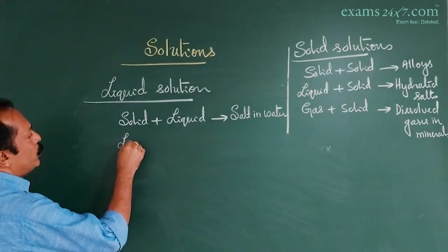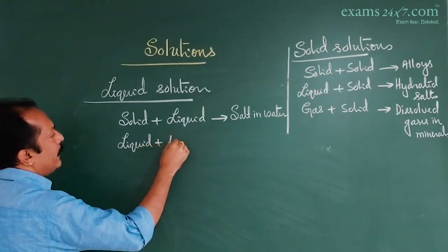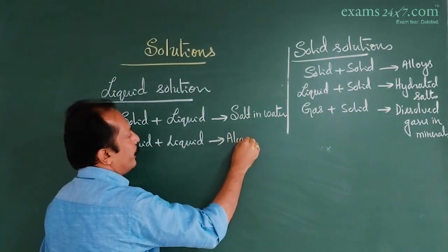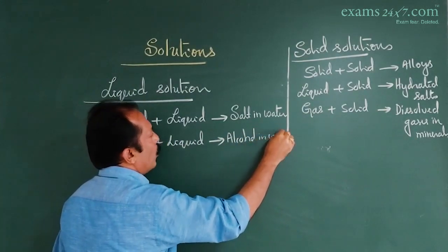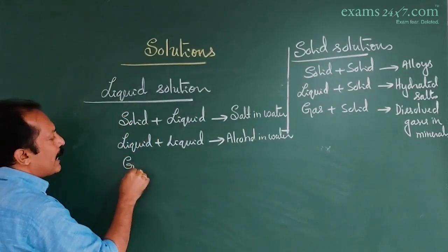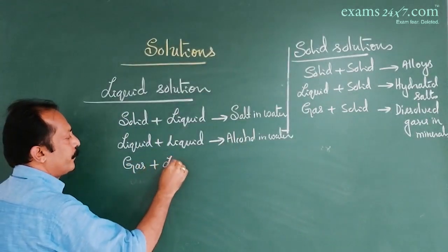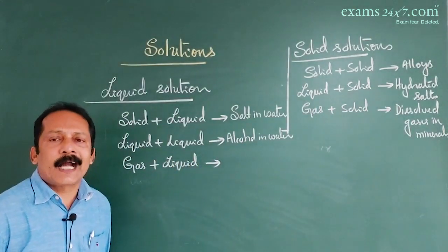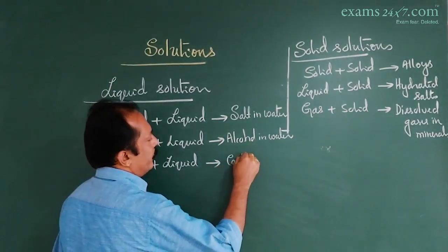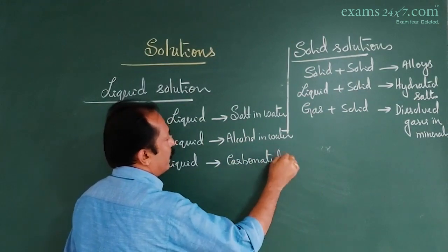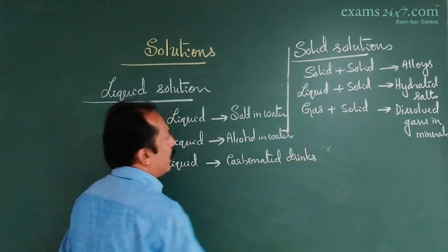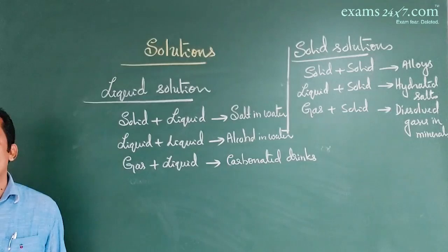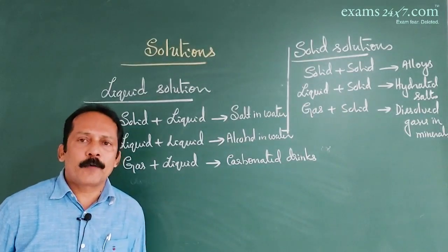Next one is liquid solute present in liquid solvent, for example alcohol in water. One more, gas solute present in liquid solvent, for example aerated drinks, carbonated drinks. That is an example of gas solute present in liquid solvent. So these are the different types of solution based on the type of solvent.